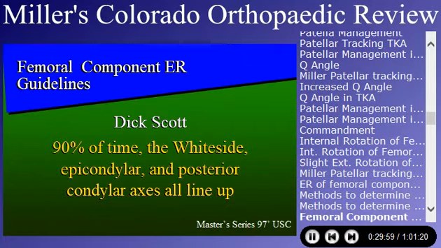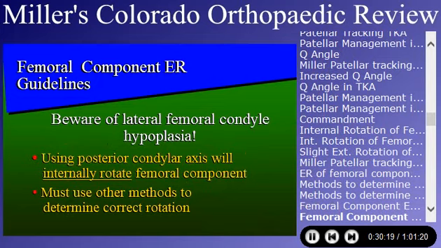Dick Scott has shown in a nice study that 90% of the time, the Whiteside axis, the epicondylar axis, and the posterior condylar axis all line up. So I pick two. When I do my total knees, I will do the Whiteside axis and draw it out, and then I will do the posterior condylar axis and dial in 3 degrees. And then if there's any problems, I will use my epicondylar axis as a reference.